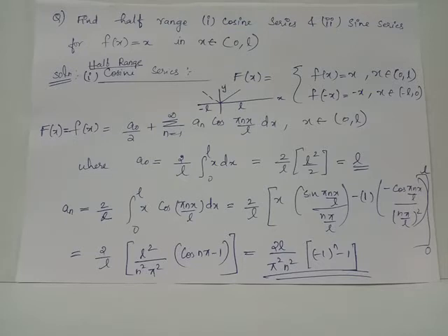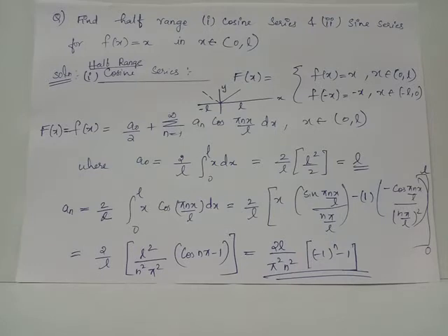We have a naught equals 1 by L integral minus L to L f of x dx. Since f of x is even function, we will have integral minus L to L f of x dx can be replaced by 2 times integral 0 to L f of x dx, where f of x equals x. Thus, we will have a naught equals 2 by L integral 0 to L x dx. By usual integration, we will have a naught equals 2 by L multiplied to x square by 2, to which we will have to give the upper and lower limits L and 0 respectively. Thus, we will get a naught equals 2 by L multiplied to L square by 2, which equals L.